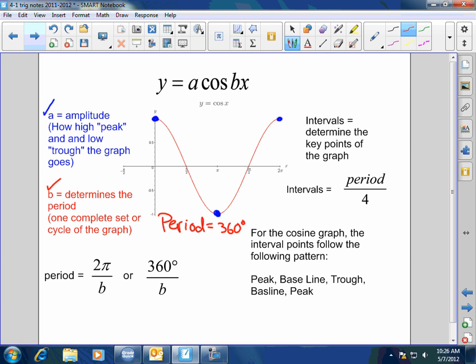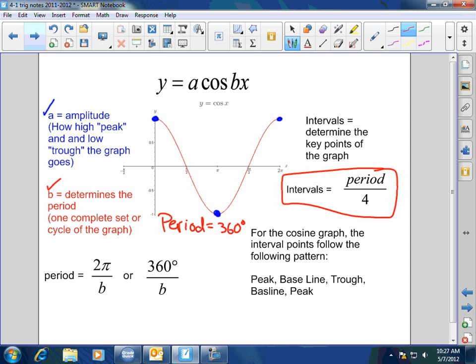Intervals for the cosine, same thing. Intervals determine the key points of the graph, and the intervals equal period divided by 4. Does that make sense so far? Same as the sine, right?